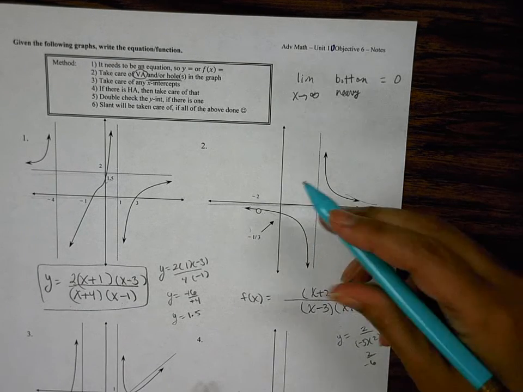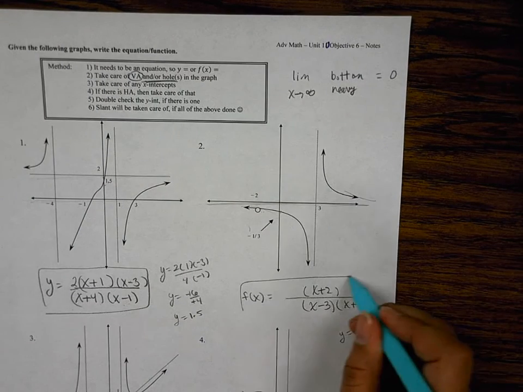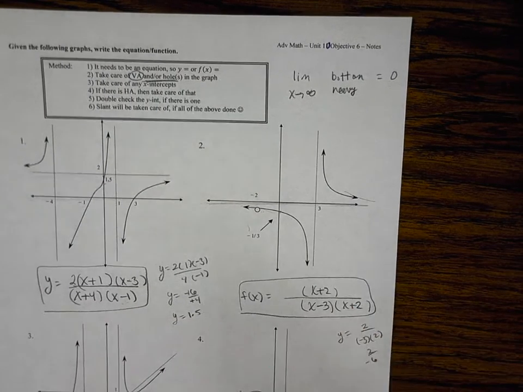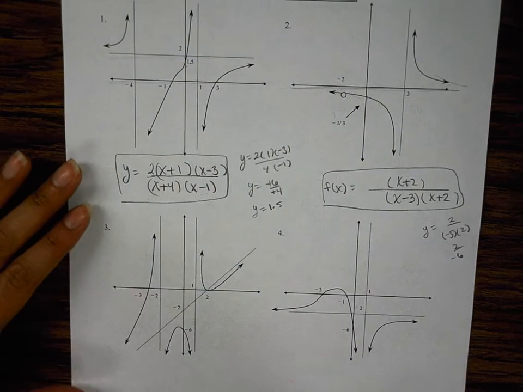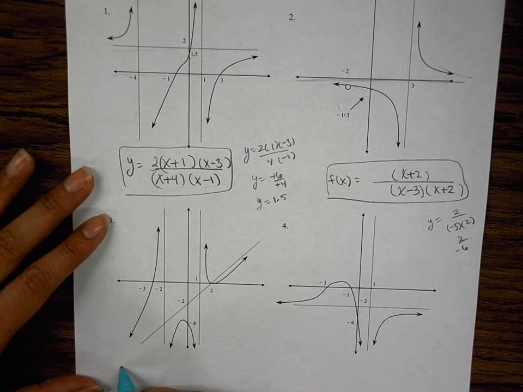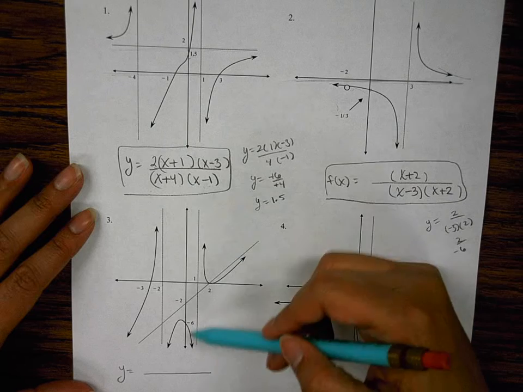Which is 2 over negative 6, which reduces to negative 1/3, and indeed that is your y-intercept. So it works. Okay, next one. There is a slant, but remember the slant should work out on its own.